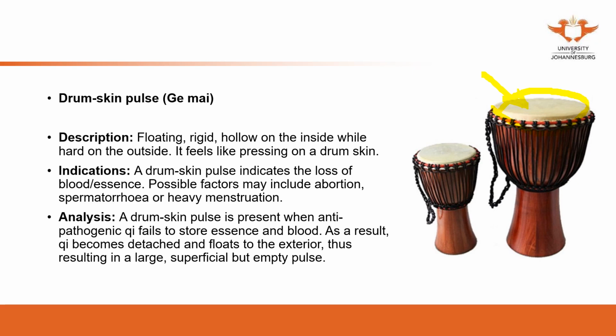The drumskin pulse indicates a loss of blood and essence. This is very similar to the hollow pulse. Possible factors may be abortion, loss of sperm, heavy menstruation. The drumskin pulse is presented when antipathogenic qi fails to store essence and blood. Qi becomes detached and flows to the exterior, large, superficial, but empty.